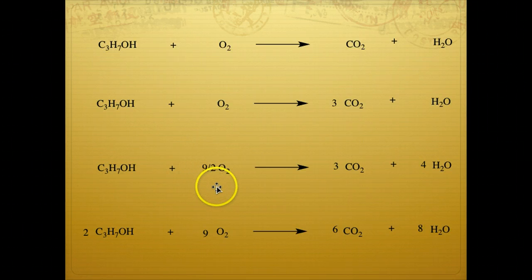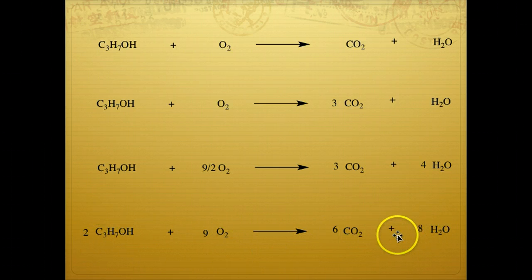We just multiply it by 9. And when we do that, actually we multiply it by 2. 2 times 9 halves is 9. So if we multiply this reactant by 2, we've got to multiply all of the reactants and the products by 2, the coefficients. So now we've got 2 in front of C3H7OH, and 2 times 9 halves will give us 9, and then 2 times 3 is 6, 2 times 4 is 8.